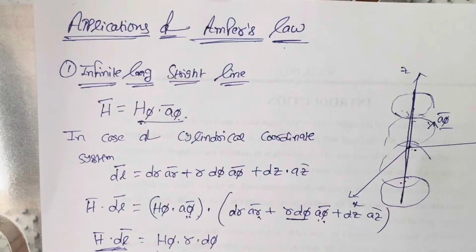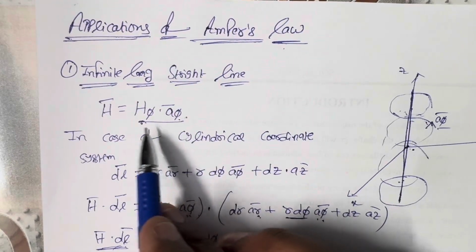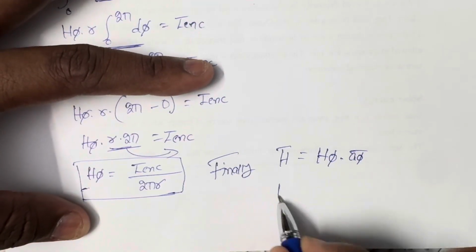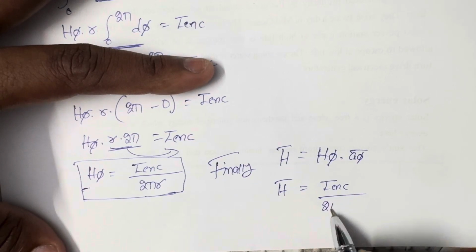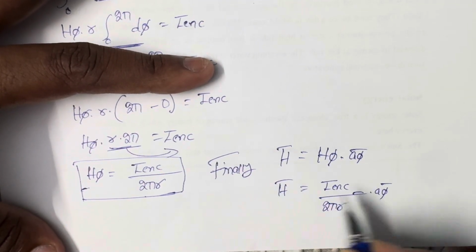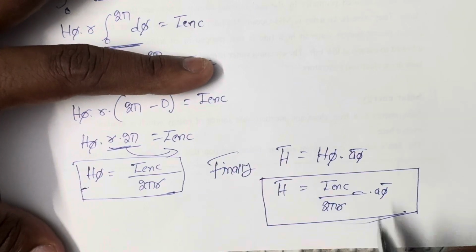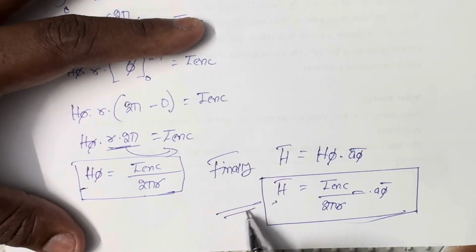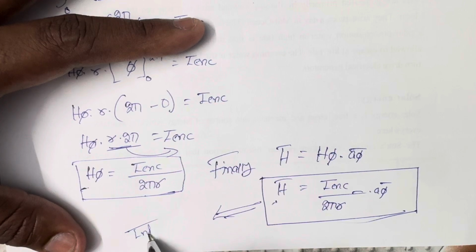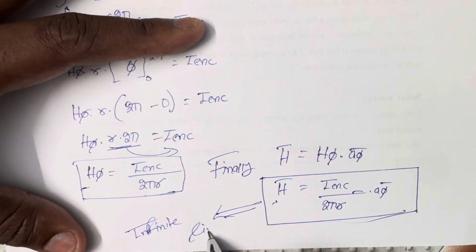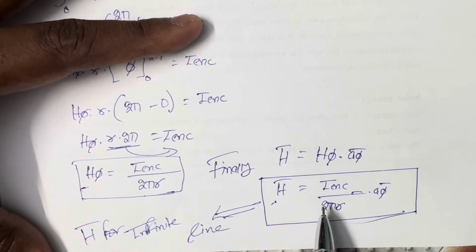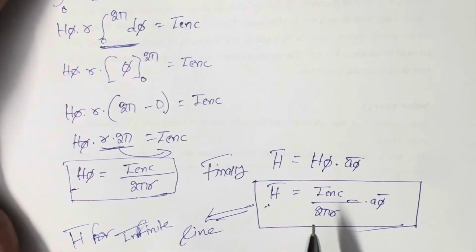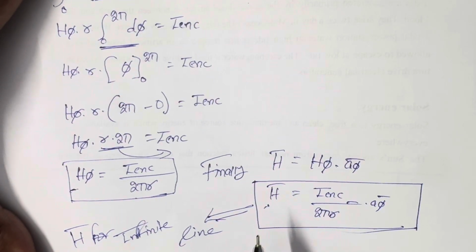We have already assumed this initially. Then H bar equals H phi, which is I enclosed by 2 pi r, into a phi bar. It is the magnetic field intensity for the infinite line, H bar for the infinite line. It is the expression for H bar for the infinite line by using Ampere's law.